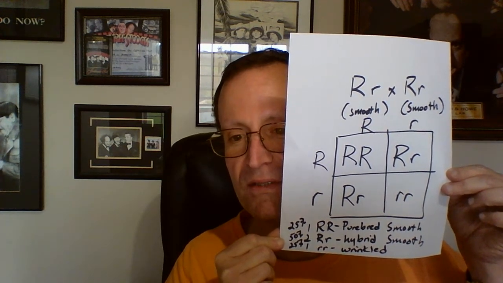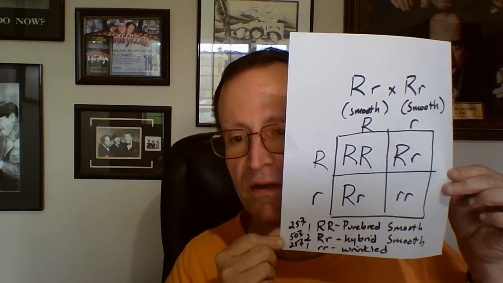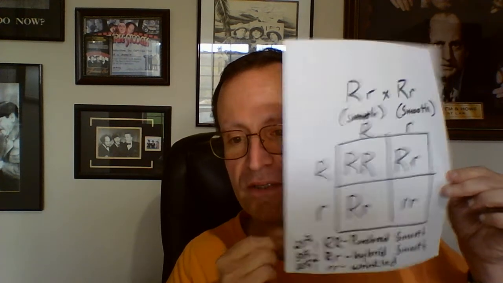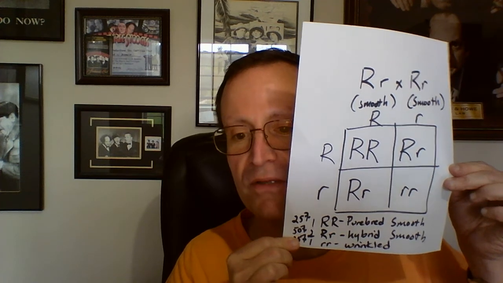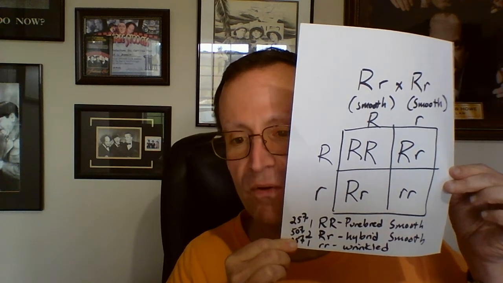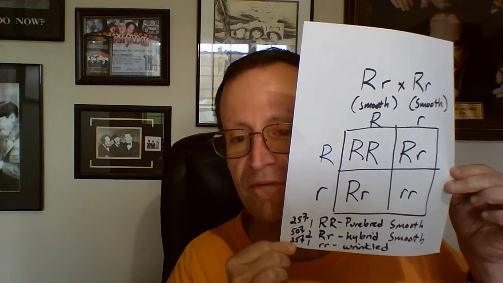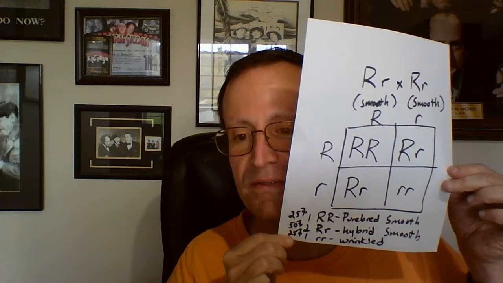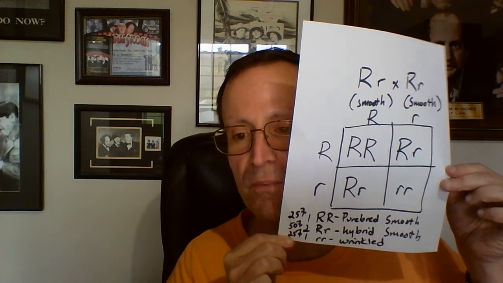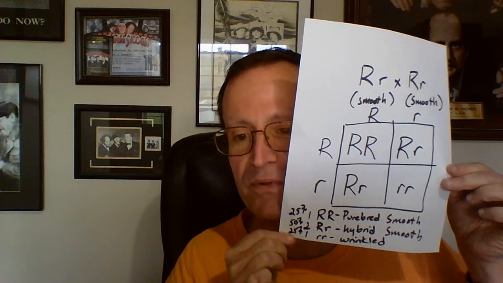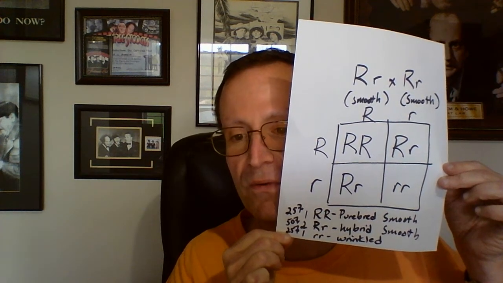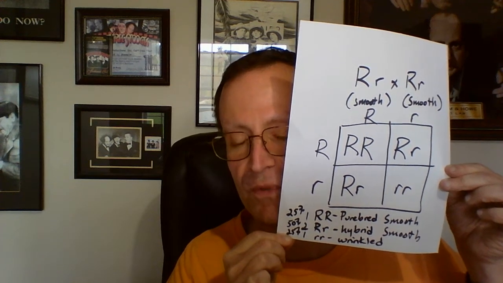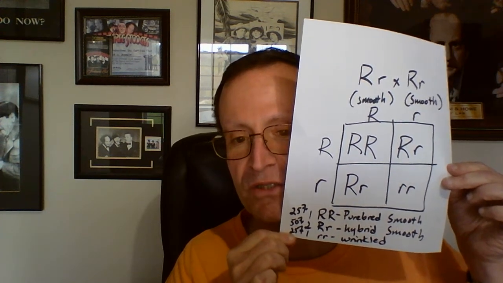That means that 3/4 of these are going to be dominant traits, and 1/4 is going to be recessive. And more importantly, 25% is a purebred smooth, 25% is going to be a purebred wrinkled, and 50% is going to be a hybrid for smooth. Okay? That's your Punnett squares.